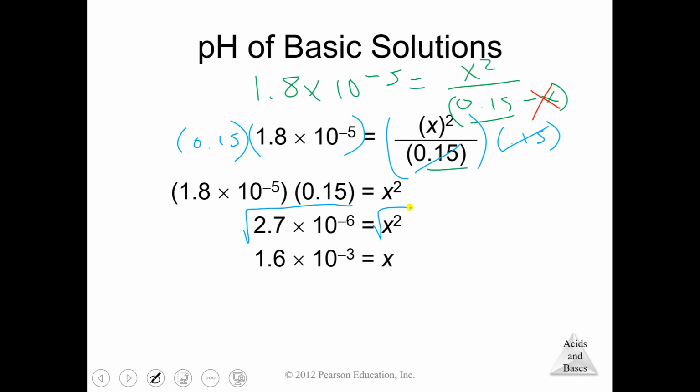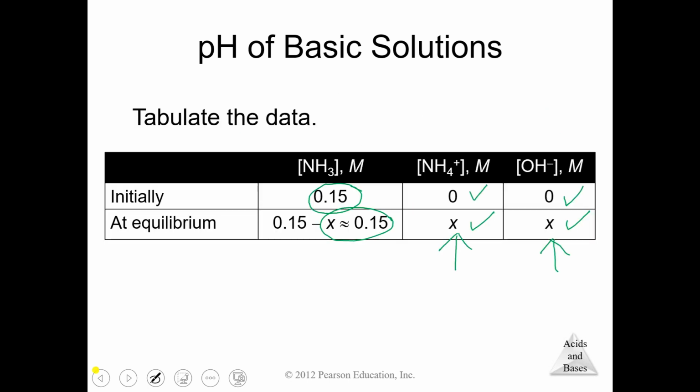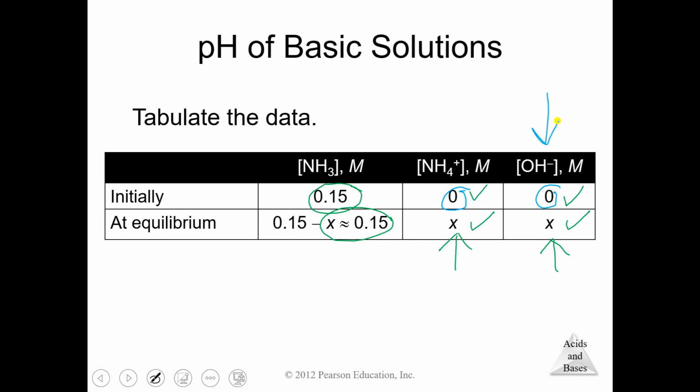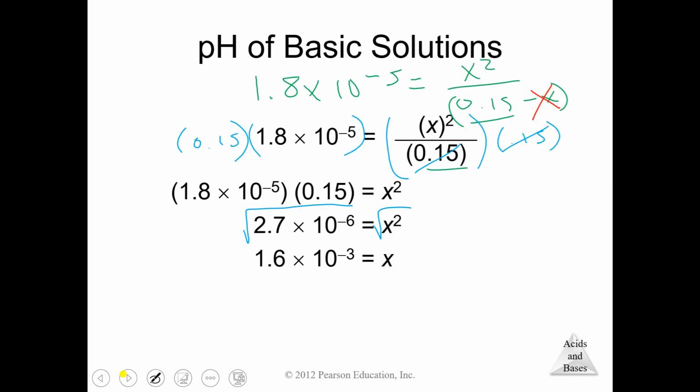So what does this really mean? What this really means is the value of x is the change that occurs. Because products are being produced from 0, the change is also equal to the concentration at equilibrium. So that means I have 1.6 times 10 to the minus 3 equals x. So the concentration of hydroxide ions and NH4 plus ions is both 1.6 times 10 to the minus 3 at equilibrium.